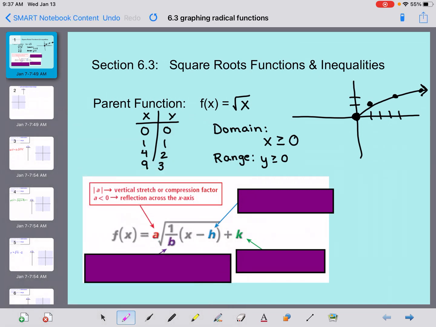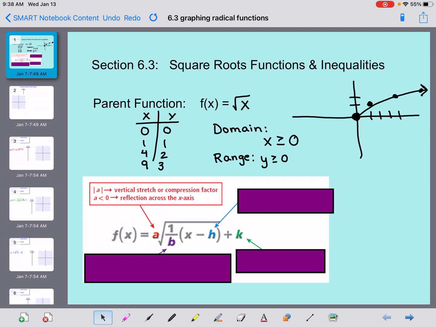So up here on the parent function, I'm just going to add in a pink negative sign, right? That's where the red a value would be. And what that would do is my graph would look like this instead, the pink, right? It would reflect over the x-axis. All those outputs would become 1, -1, 4, -2, 9, -3, right? So that's what that would do if you had a negative sign out in front of the radical.